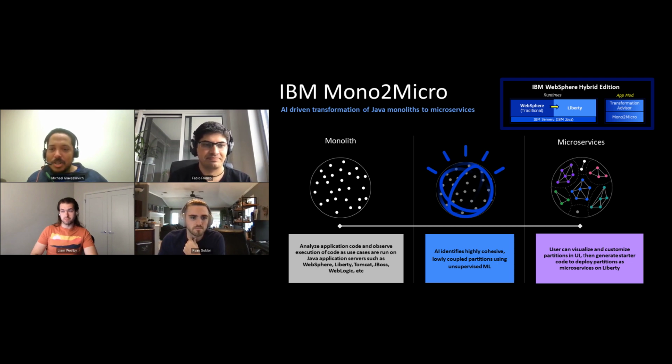And that starter code also includes some artifacts to help you to get onto Liberty, a server.xml, a Docker file. So this is to help you containerize your microservice, a Maven POM to help you build it. So that, in a nutshell, is what Mono2Micro is all about.